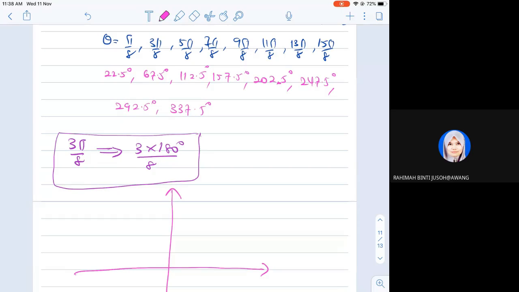So kalau diperhatikan, these two coordinates, 22.5 dengan 67.5, are located in the first quadrant, right? So these two in the first quadrant lah. Okay. Located in the first quadrant.